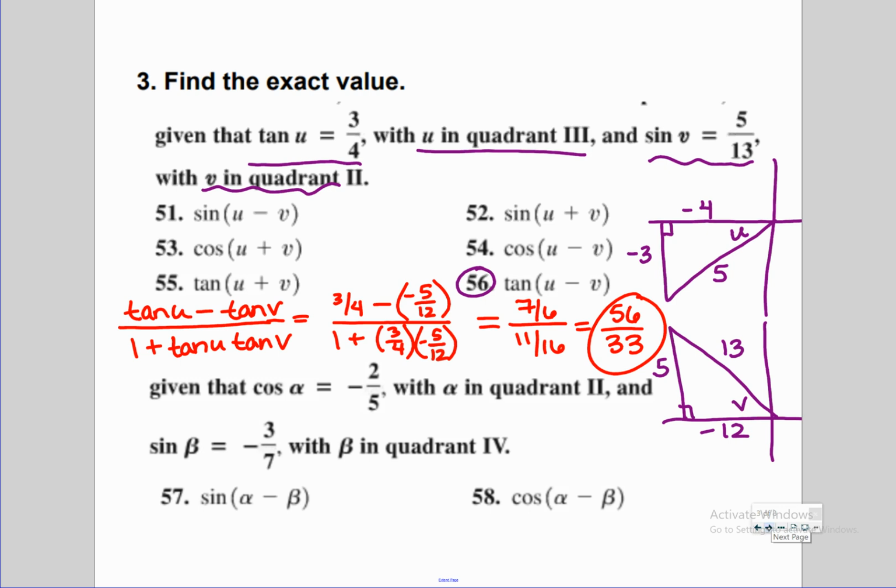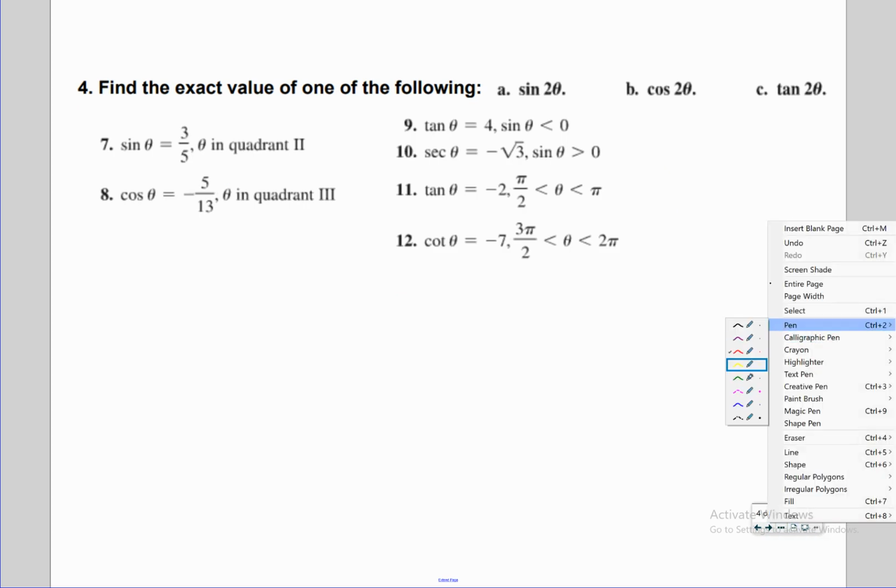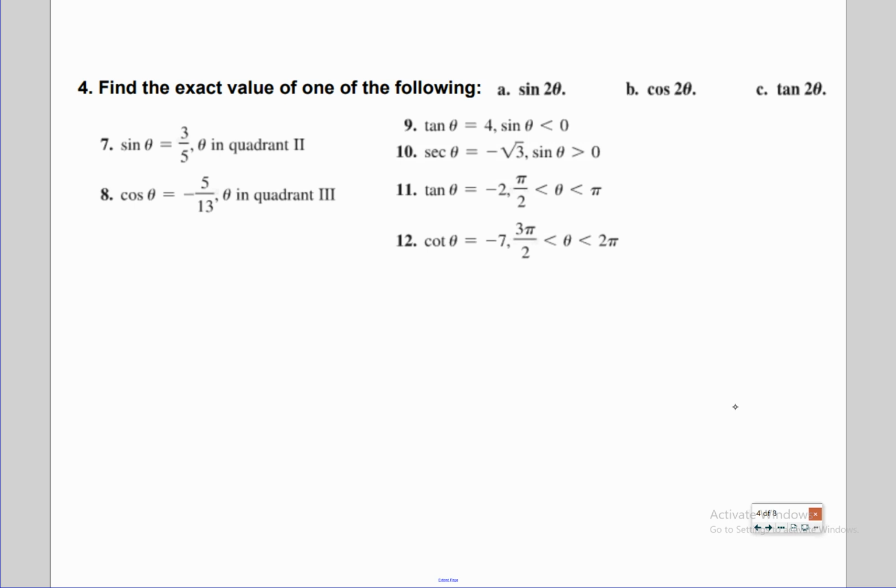Okay, number 4. Another exact value. This is going to be a double angle problem. Pick a number. What do we like? 12. Okay, and I'll write it a little bigger for you. So we've got cotangent theta is -7. And we're also told that theta is between 3 pi over 2 and 2 pi. Now at the top it says find sine, cosine, and tangent of 2 theta.